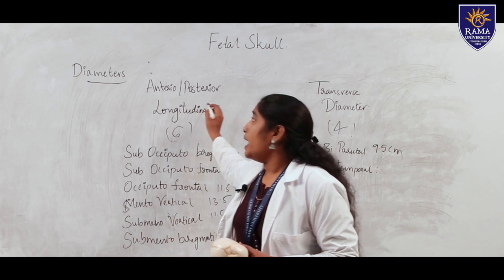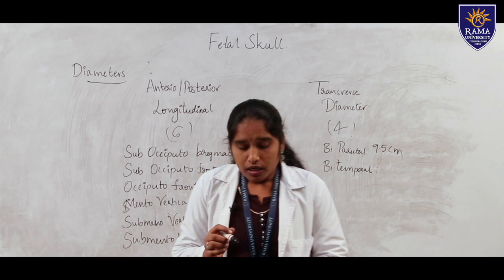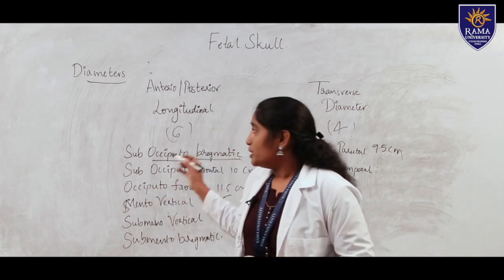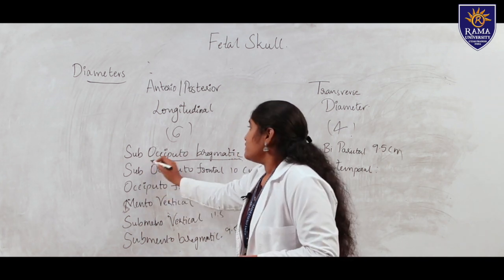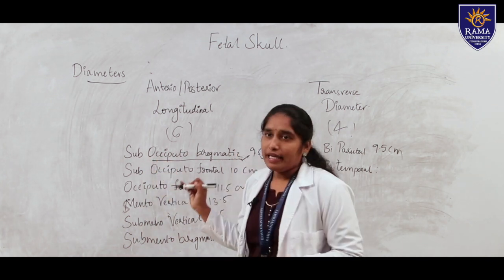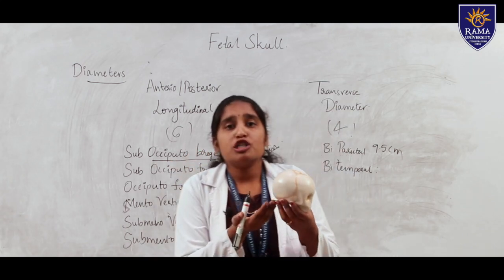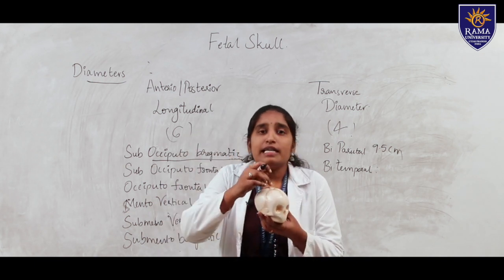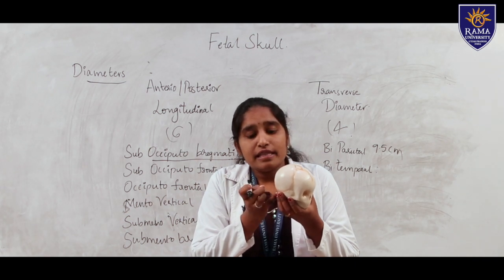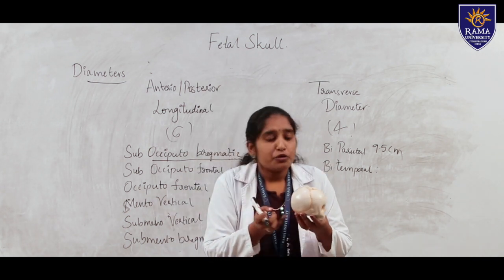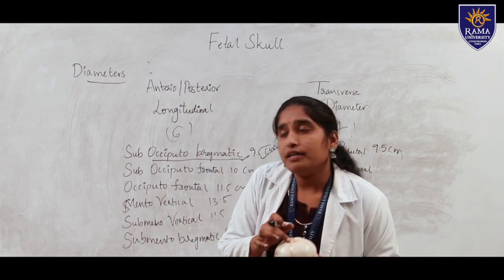Then coming to the anteroposterior longitudinal diameters. Here, a total of 6 are there. Now I am discussing them one by one. The first one is suboccipito-bregmatic. Sub means below the occipital protuberance, to the center of the bregma. It measures about 9.5 centimeters.